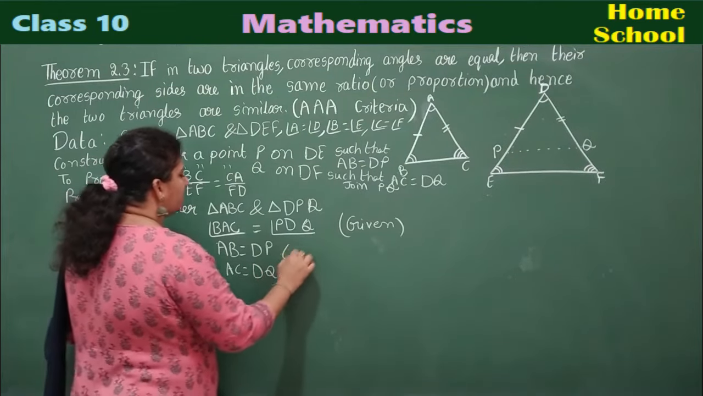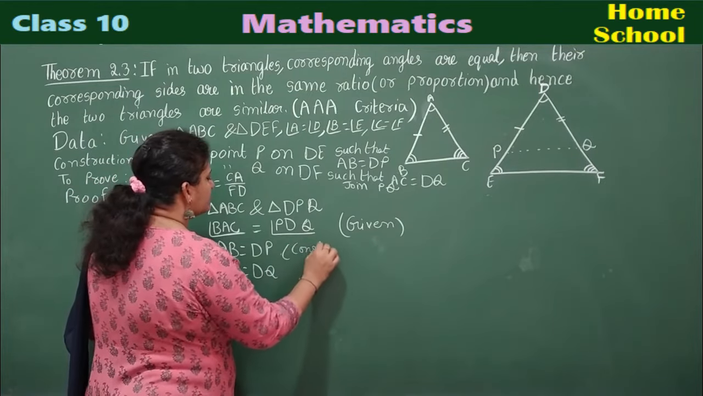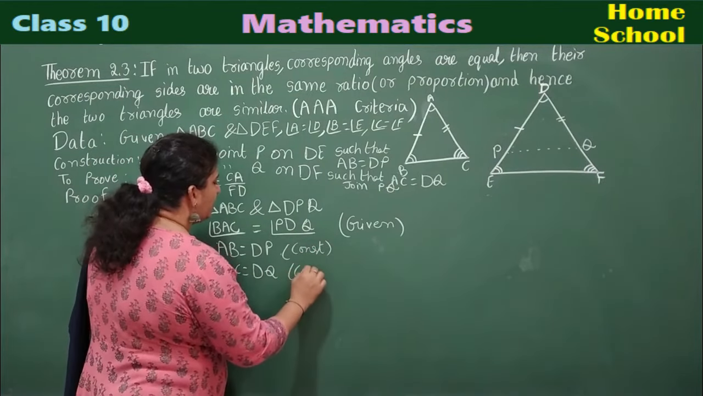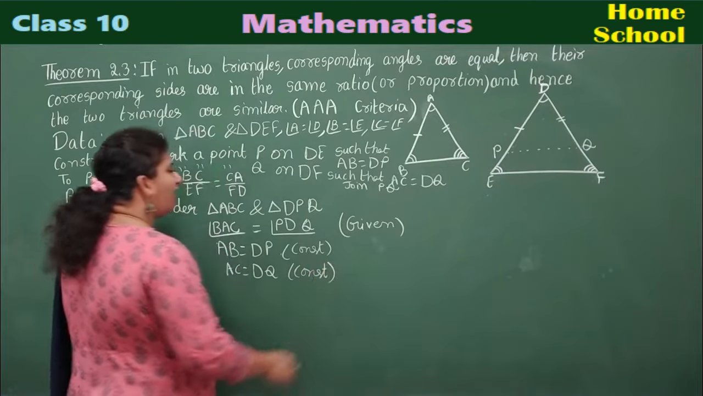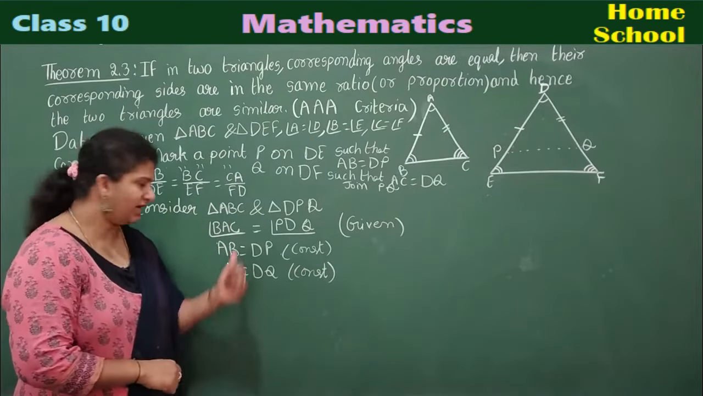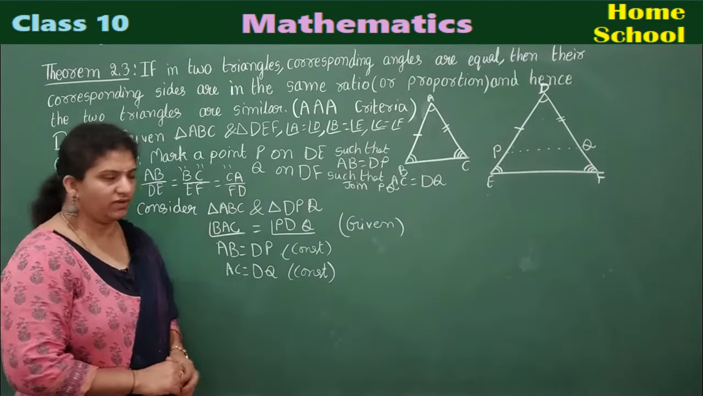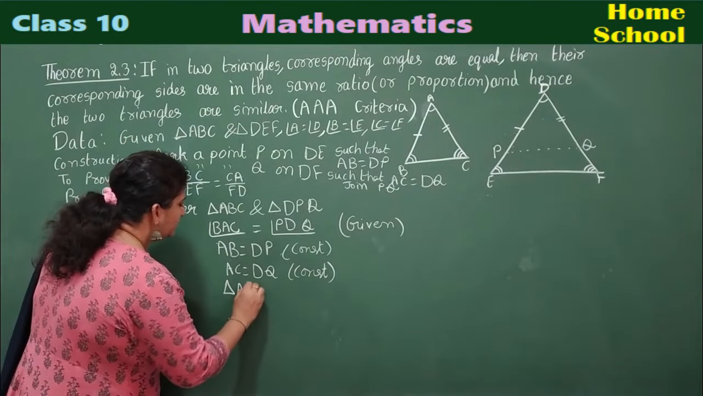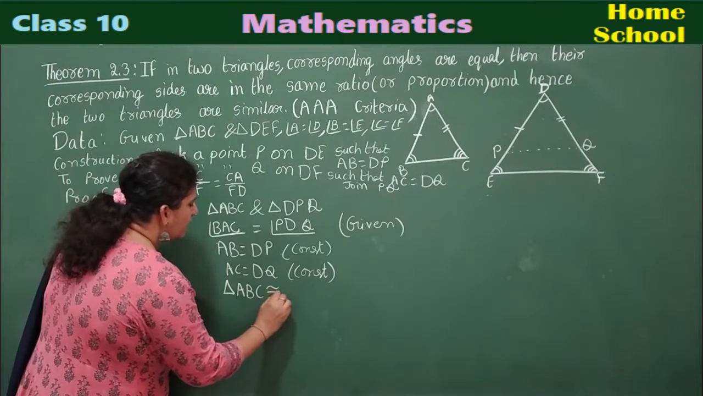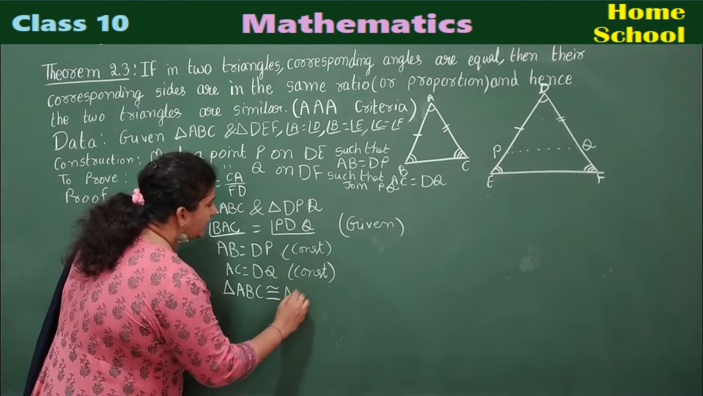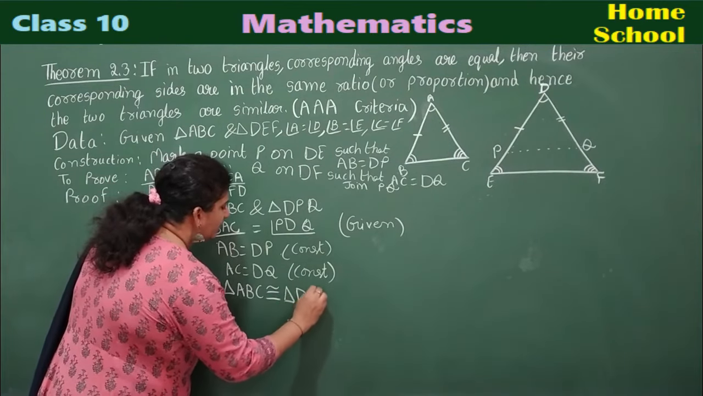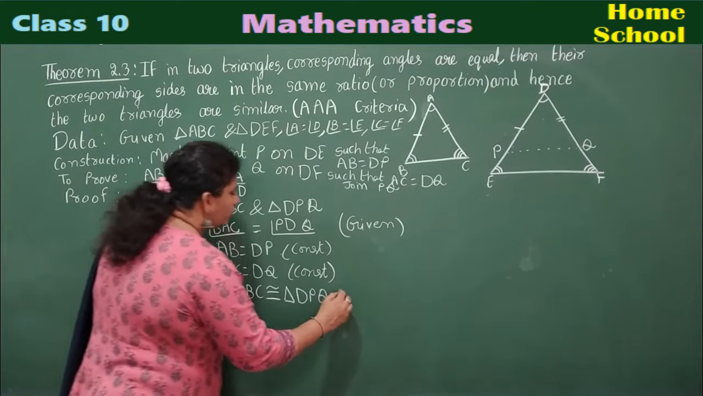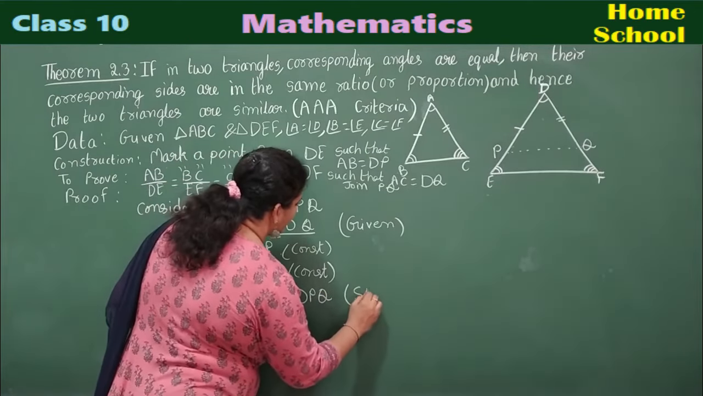So now next, AB is equal to DP and AC is equal to DQ. How, children, this one? By construction. We have done the construction in such a way that these two are equal. So now what can I say here? Triangle ABC is congruent to triangle DPQ. Do you know the congruency symbol?